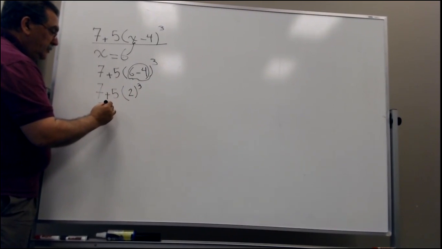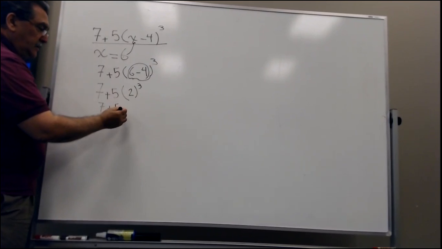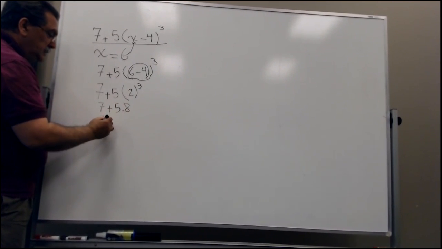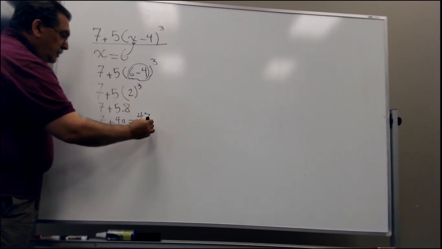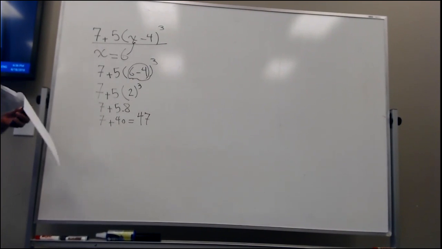And that is equal to 7 plus 5 times 2 to the power of 3, which is 8. So this is 7 plus 5 times 8, which is 40. So then it says 47. Okay? Clear? I didn't think you had a problem, but some other student did, so I want to go over that. Question number 10.